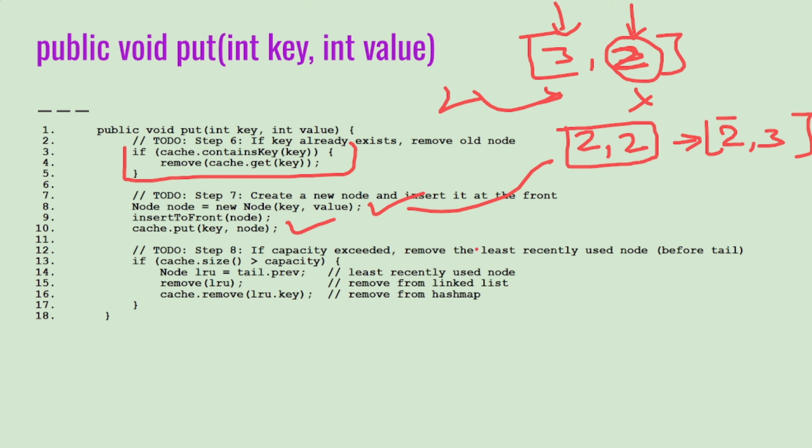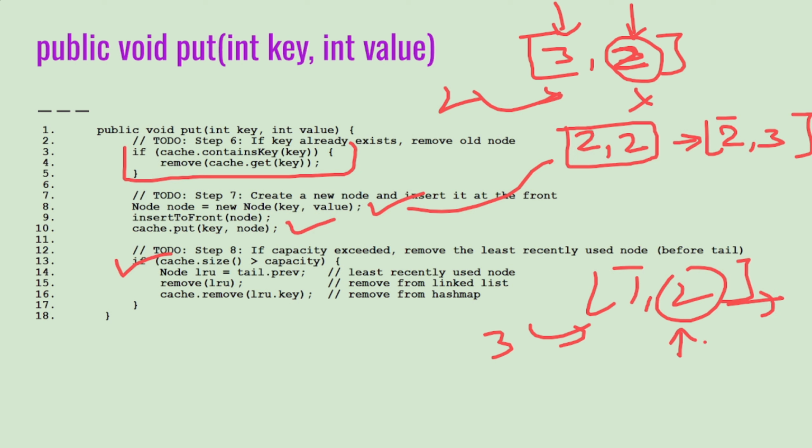Okay, if the cache capacity exceeds, if the key doesn't exist, let's suppose 1 and 2 are already there, right? And we are going to add 3, it means we have to remove this one. So this part we have to do. We'll check if the capacity is exceeding, right? So which one is the LRU node? This will be your LRU node, right? So tail dot previous, where is the tail? The previous node, right? So this is called tail dot previous. So we'll remove this LRU node and we'll remove it from the cache also.